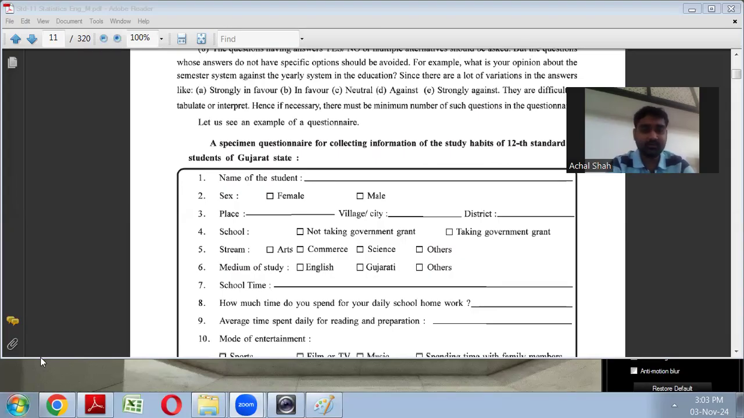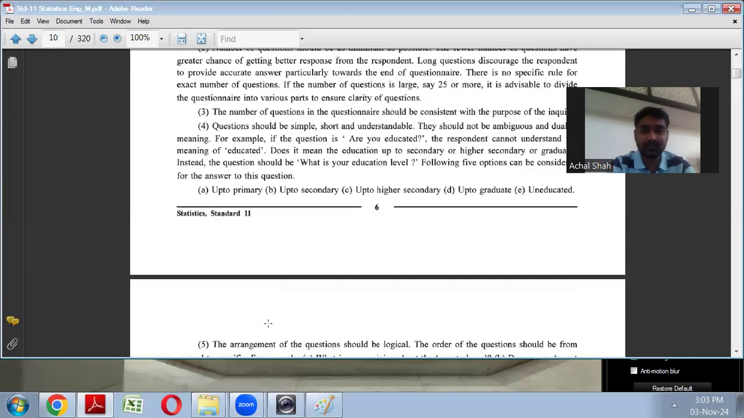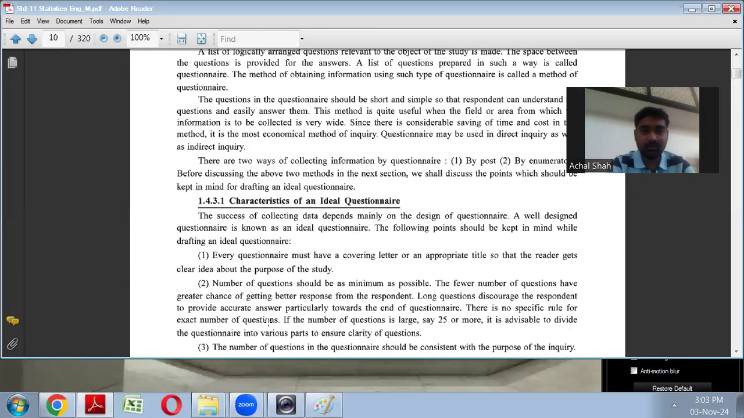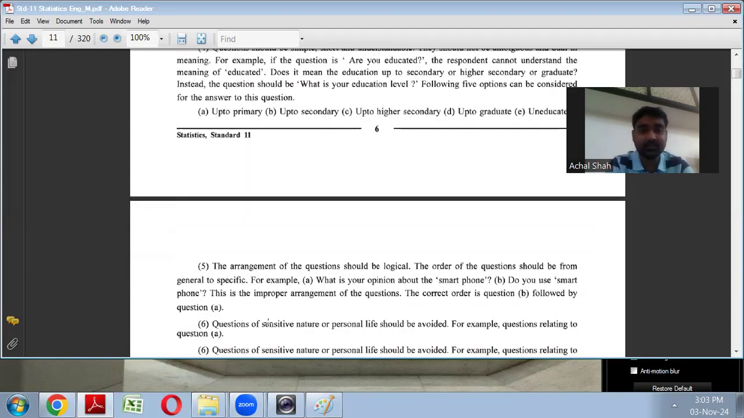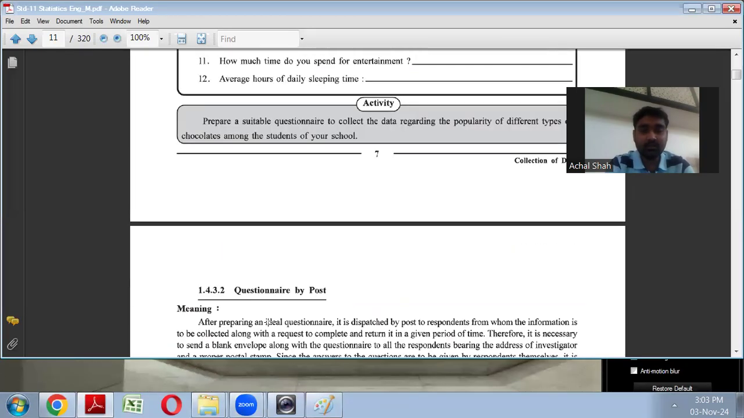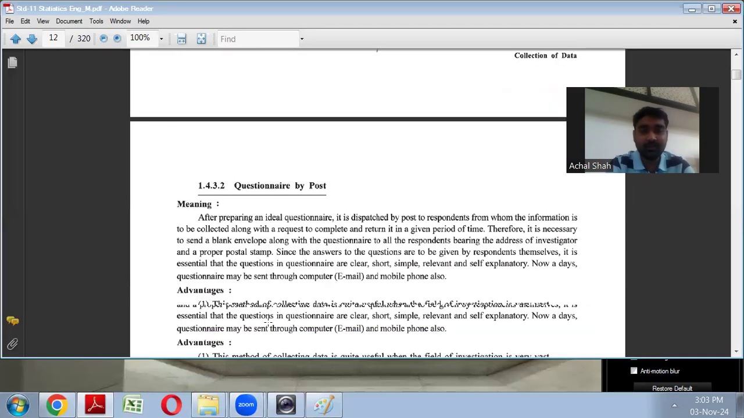Hello students. In the last lecture, we discussed a questionnaire. What are the characteristics of an ideal questionnaire that we have discussed? Also, we have seen one specimen example of a questionnaire.